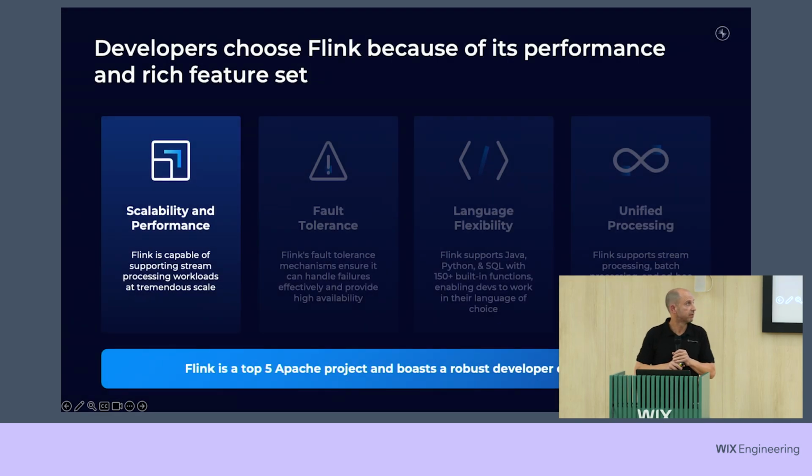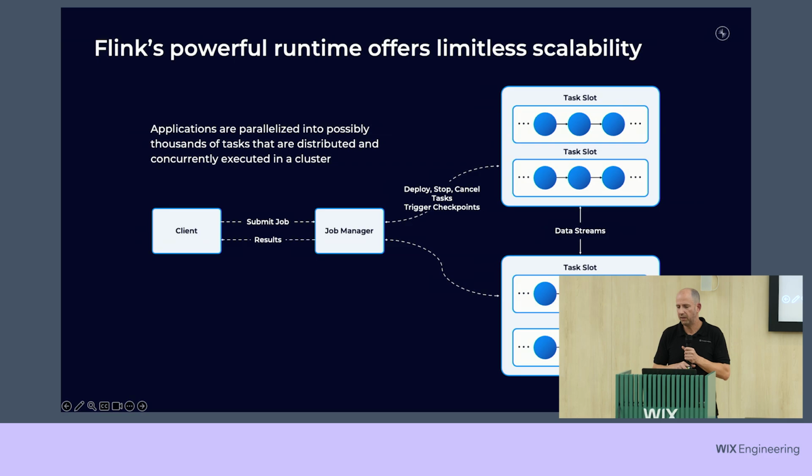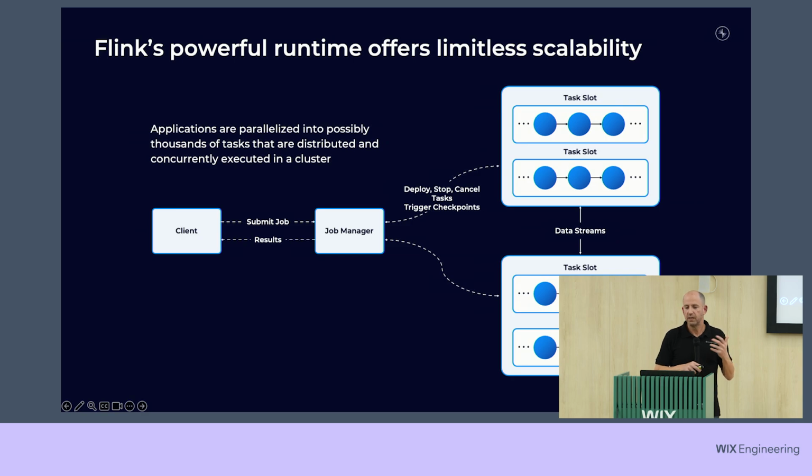So why do developers love Flink so much and why do they choose Flink? There are 4 main reasons for that. The first one is scalability and performance. So Flink's runtime architecture is designed to handle actually limitless scalability. That's by doing parallelism into potentially thousands of tasks, as we can see here.